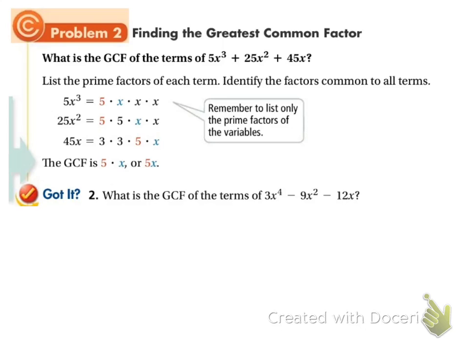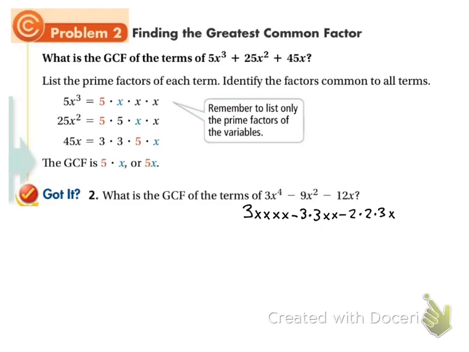So 3 is already a prime number, so that's just going to stay out front. And I'm going to write the 4x's minus, well, 9 is the same thing as 3 times 3, and I've got 2x's, minus, well, maybe you say 12 is 2 times 6. But we can simplify 6. 6 is just 2 times 3, so this turns into 2 times 2 times 3 with just an x.